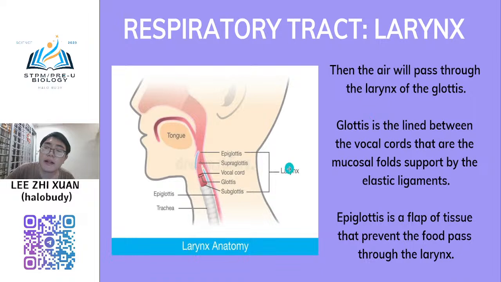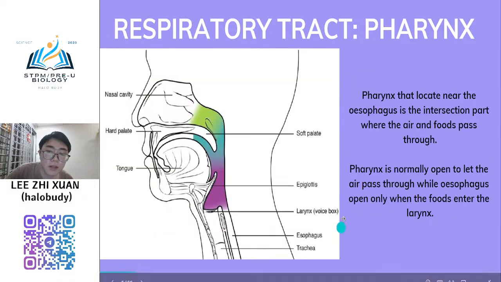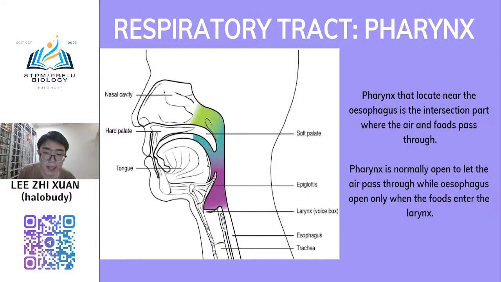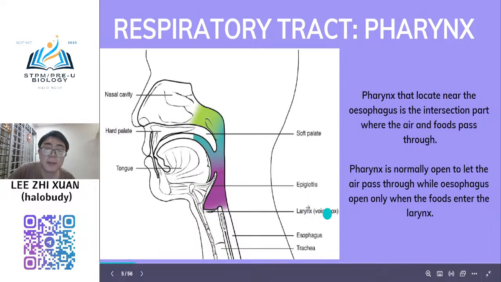Okay, so what are the important structures of the larynx? The air will pass through the larynx via the glottis. The glottis is the key structure of the larynx. Why? Because another common name for the larynx is the voice box, meaning the voice comes out. We can speak because of the larynx. If a person cannot speak, most of the problem is here.